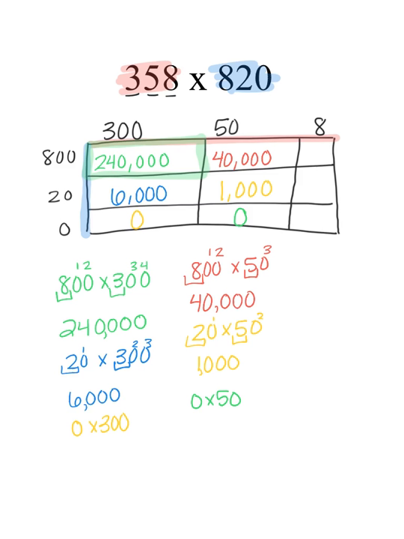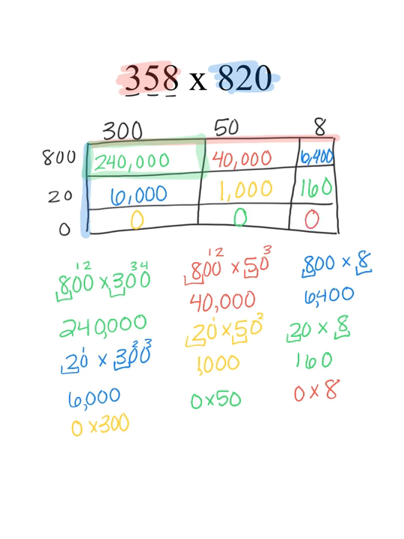Starting in that last column, I'll have 800 times 8. 8 times 8 is 64, and there are 2 zeros, so that becomes 6,400. Next, I would have 20 times 8. 2 times 8 is 16, and there's 1 zero, so that becomes 160. And in that last box, I would have 0 times 8, which just equals 0. So now I have all of my partial products listed in the chart. My next step is to add all of those numbers together.